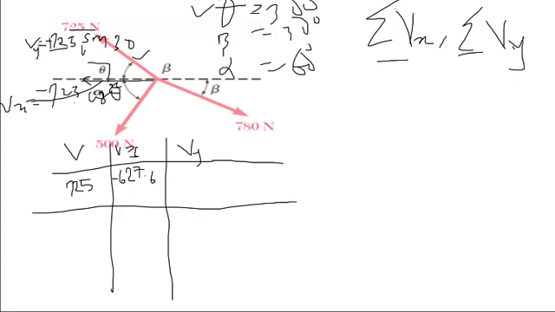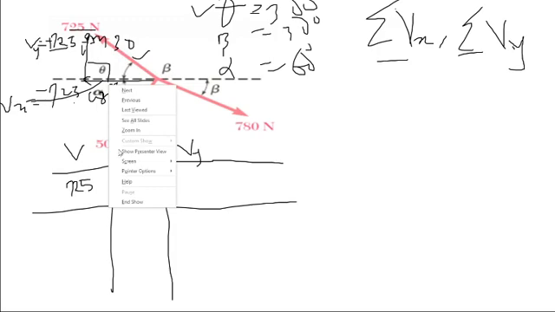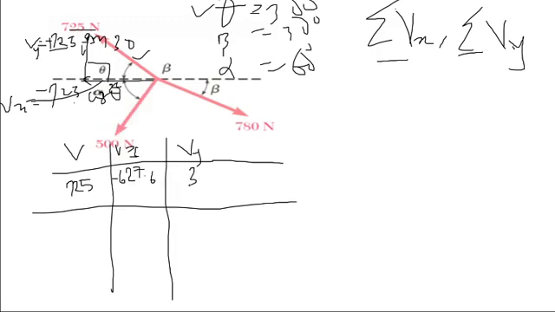What about the y component? The y component is in positive direction, which is equal to 725 multiplied by sine 30. What are we going to get? The answer is equal to 362.5. So this is positive direction.